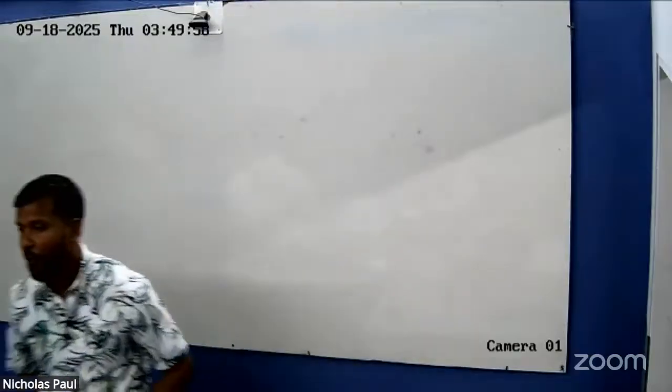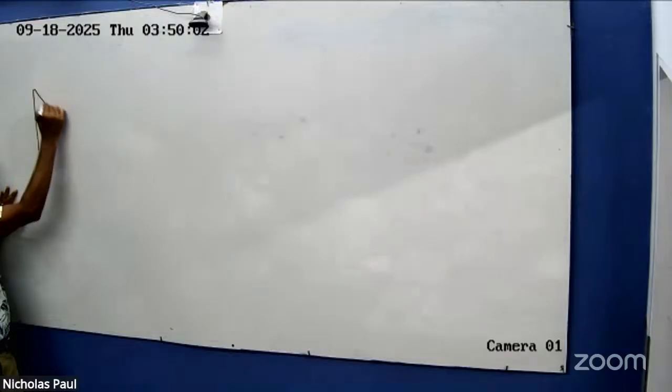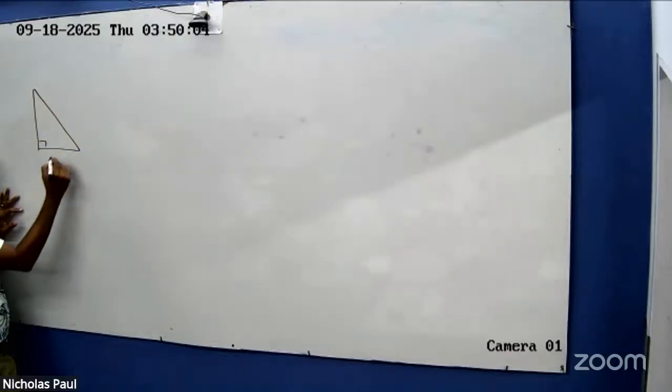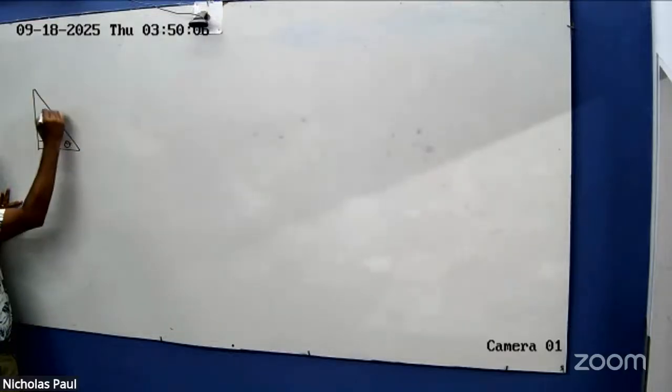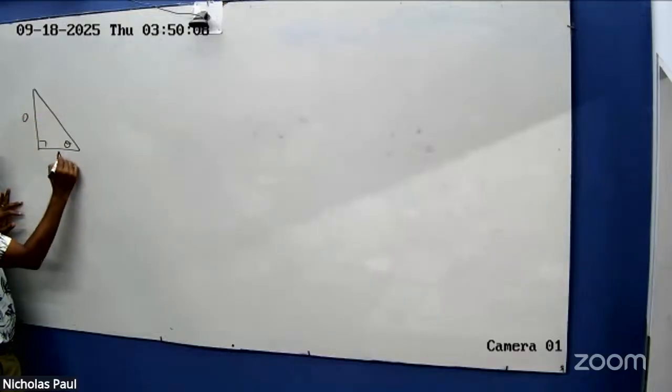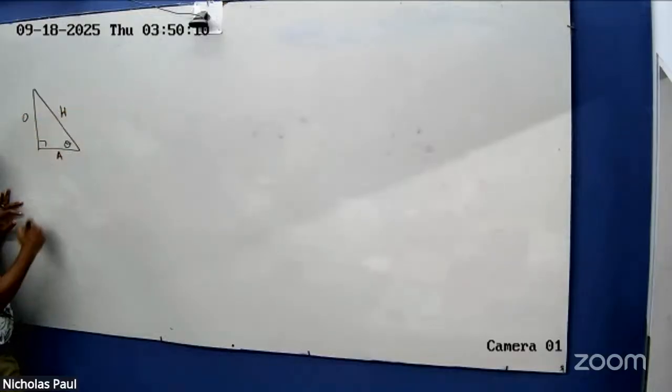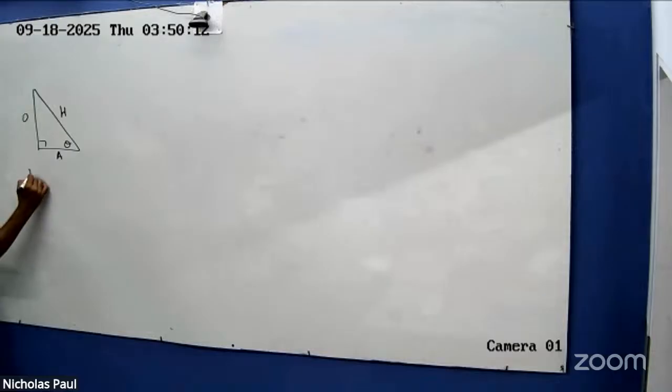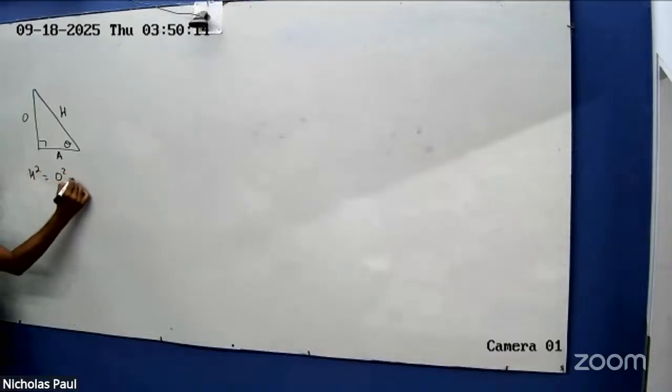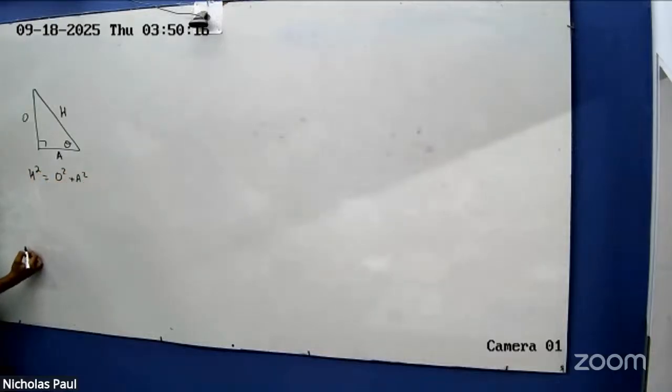So I'm going to go over quickly what we did last time. We focused on right angle triangles, and we said that if here's theta, here's the opposite, here's the adjacent, and here's the hypotenuse. And we know Pythagoras' theorem. That's okay? And we also talked about trig ratios.